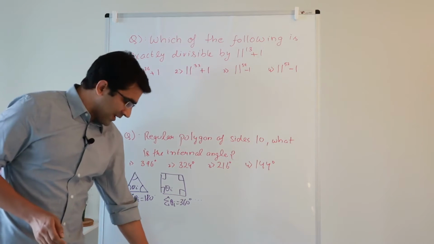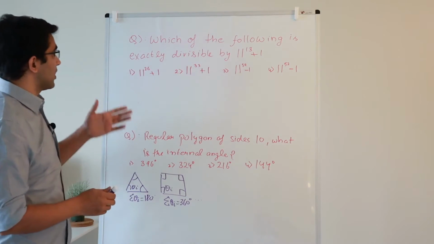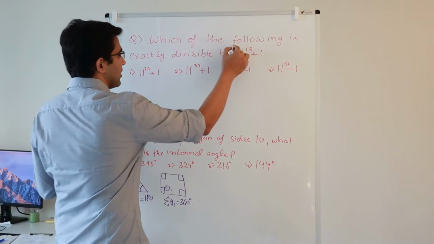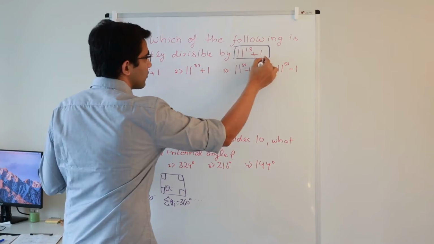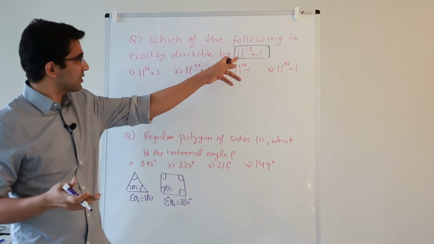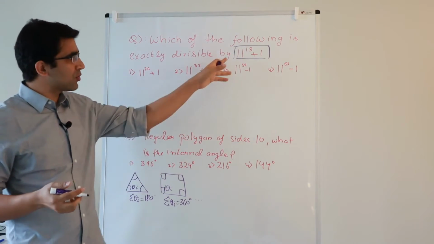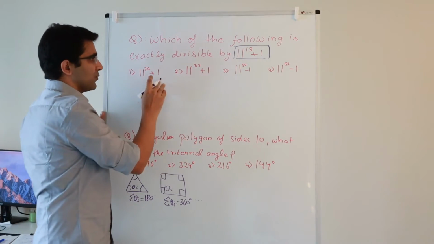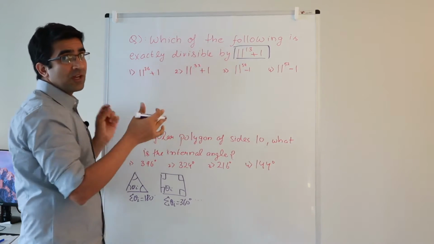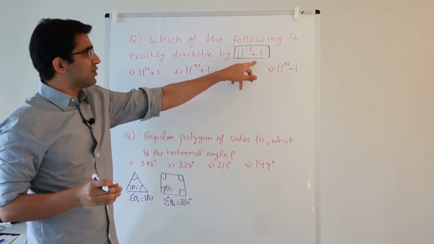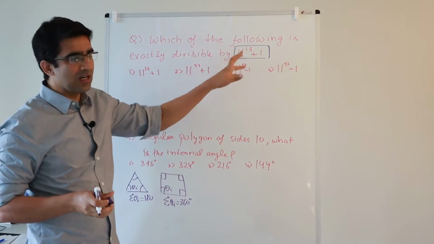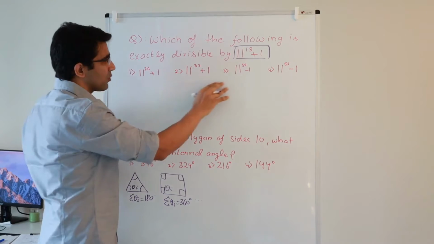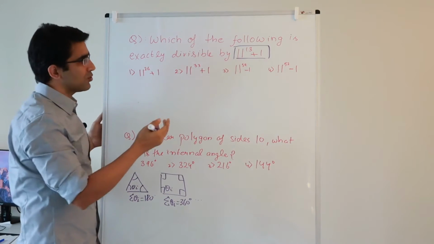So the first question that we have on our screen is this one: which of the following is exactly divisible by this number? You're given options and you have to find out which of the following is actually divisible by 11 to the power 13 plus 1. So these are your 4 options. If you can find any option in which you have this factor, it will be divisible by this number. Even without going through all these, you can see that x square minus 1 square equals x plus 1 and x minus 1.